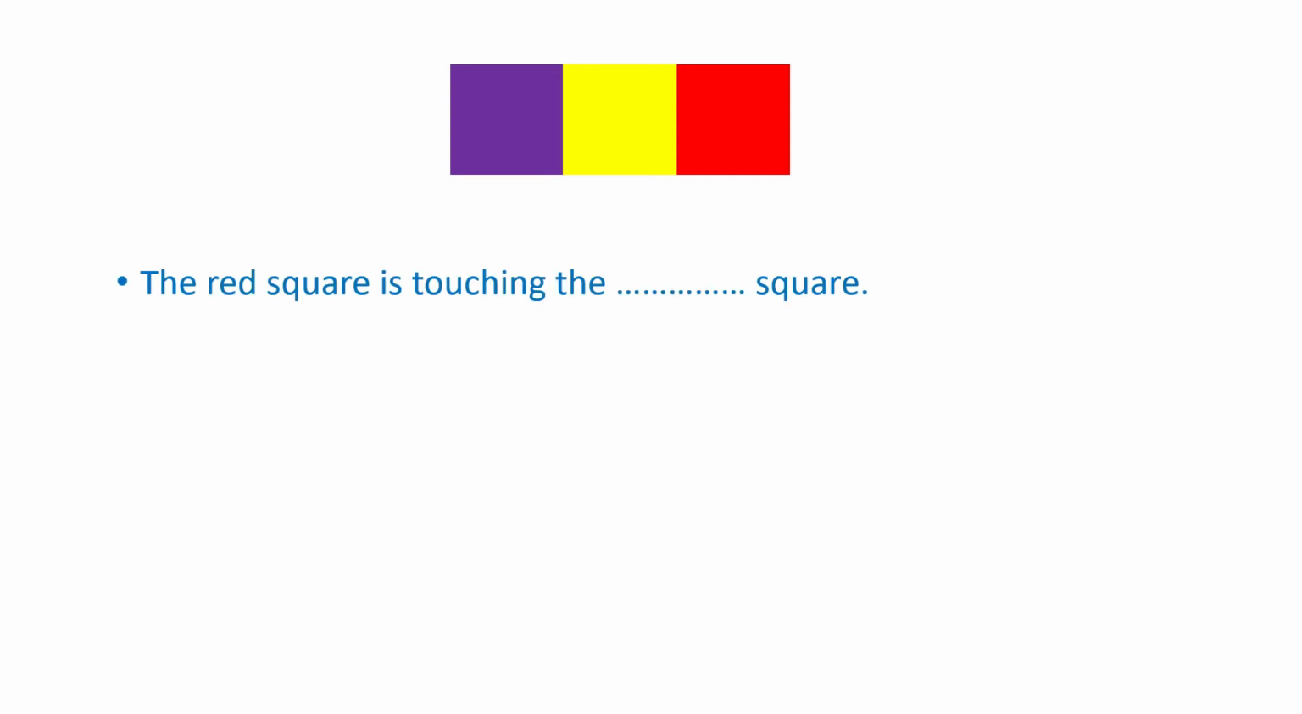The red square is touching the something square. Well, the red square is touching the yellow square. The red square is not touching which square? The red square is not touching the purple square. The something and something squares are not next to each other. Well, the 2 squares that aren't next to each other are the purple and the red.